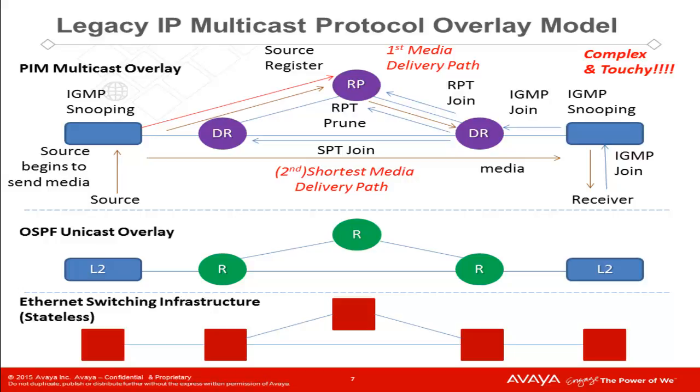At the lowest level, we have the traditional stateless flood and learn forwarding environment. If any changes occur to either of these lower layers, the delivery of the multicast service is disrupted. This lends to an environment that is complex and touchy. Network topology changes and expansions are overly complex and intrusive to the service.